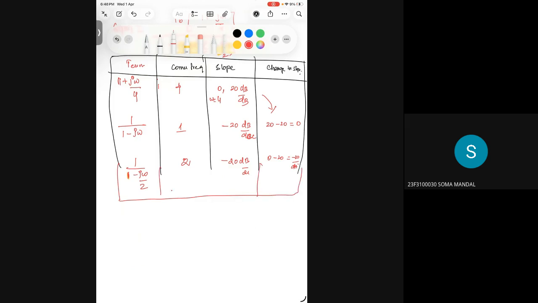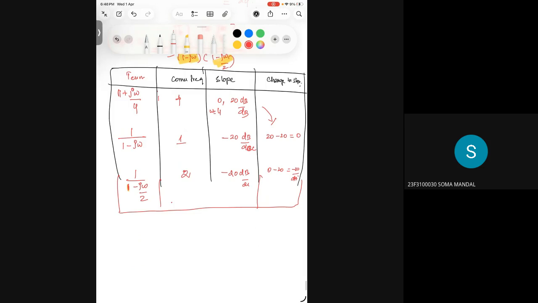Why is it 20 minus 20? Already 20 slope is there, and then again minus 20. So 20 minus 20 is 0. That is how to draw continuously, how the Bode plot will change from one corner frequency to the next. Yes, ma'am.